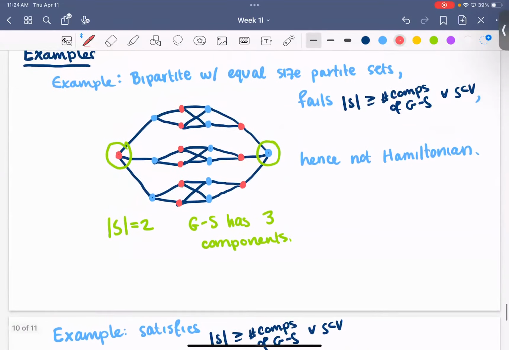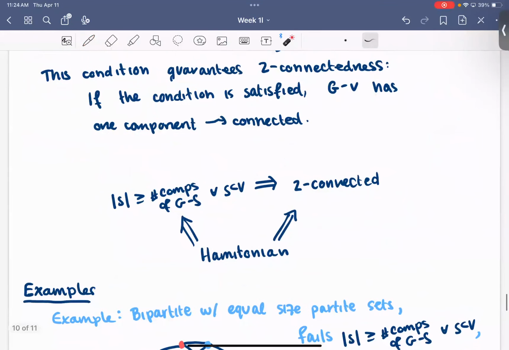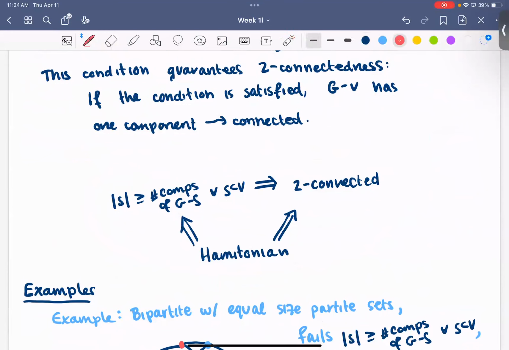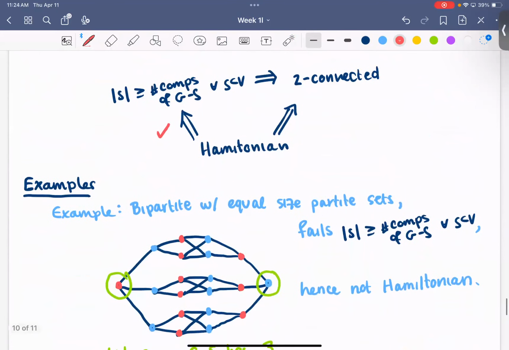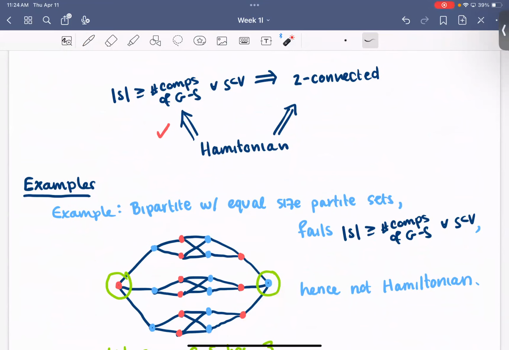Maybe going back. So I want to go back to this triangle of implications. We have an example that tells us why we can't reverse that arrow. This first example is 2-connected, but we showed that it doesn't satisfy this. So this is an example of why this arrow is not an if and only if.